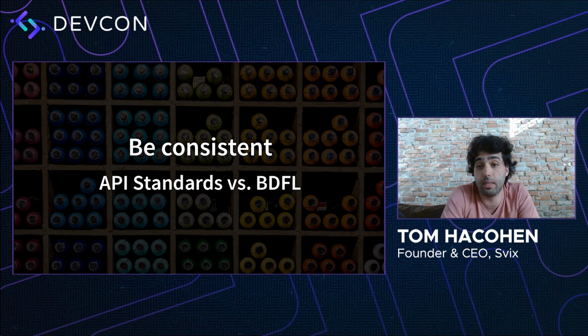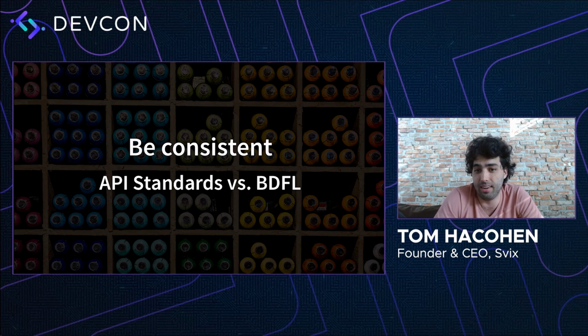One part of it is being consistent with your API. And there are two main ways to maintain consistency. One is to define very strict API standards, write them down, document them, have testing to ensure that everything is correct. And that's great. That's probably the better alternative.